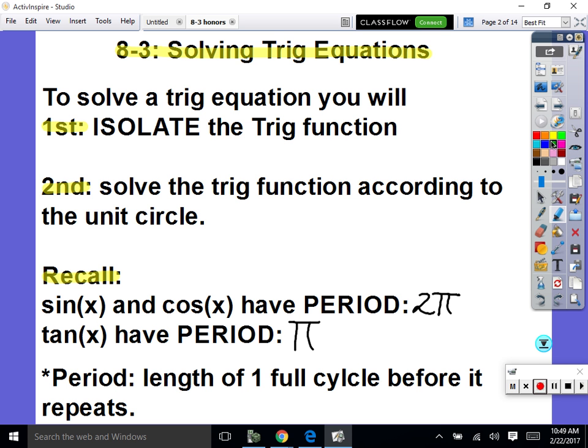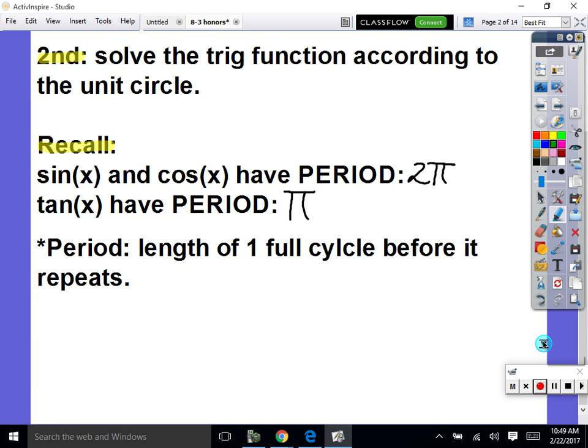So a couple things to remember. Sine of x and cosine of x have a period of 2 pi. What does a period mean, everybody? Period means the physical length of one cycle before it repeats, correct? Just a repeat of what's already happened, right? Going around like this, and then going around again is just a repeat, correct? So sine and cosine have a period of 2 pi. Around the unit circle once is the length of one full cycle. However, tangent has a period of pi. It repeats after just pi.